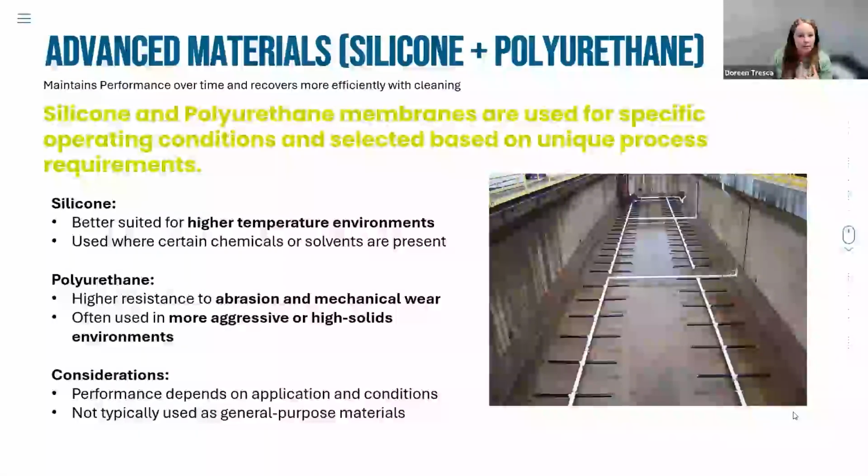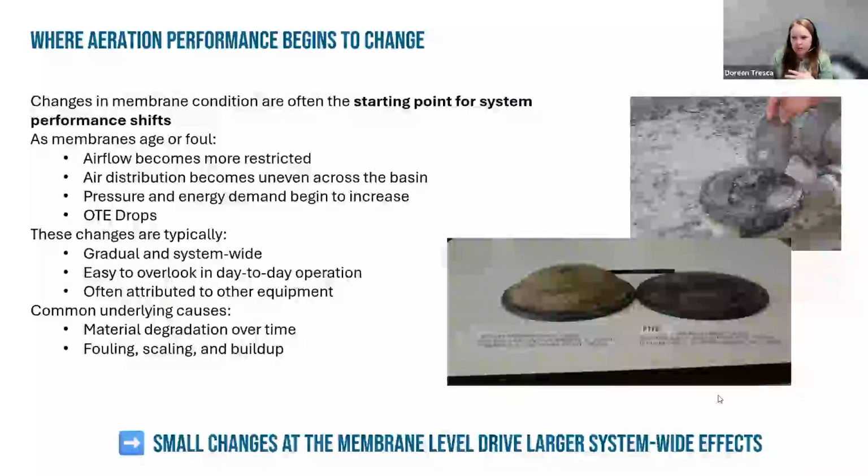Next, we're going to talk about what happens as the membranes age over time. So typically, this is where you're going to start seeing changes in the aeration performance begin to show up. Once your membrane condition starts to change, whether from aging or fouling, it starts to affect how air moves through the system. So you can see, as the membranes age, this is a really good example here of a standard EPDM membrane versus a PTFE taken side by side from operation. You can see that the EPDM membrane has a lot more buildup on the surface of the membrane, whereas the PTFE does not. You can also see that the EPDM membrane has stretched out a little bit more compared to the PTFE membrane.